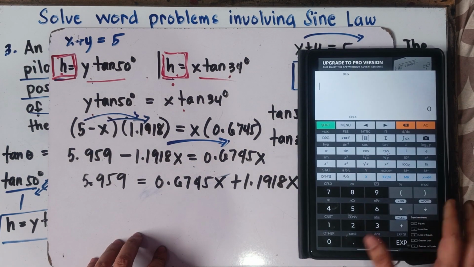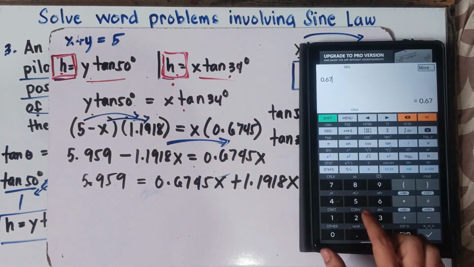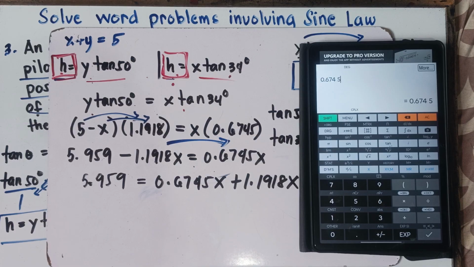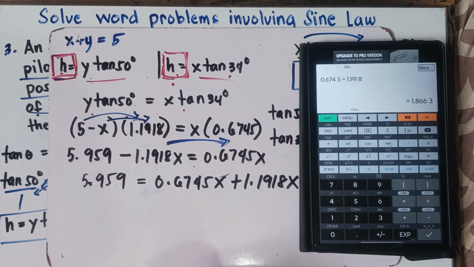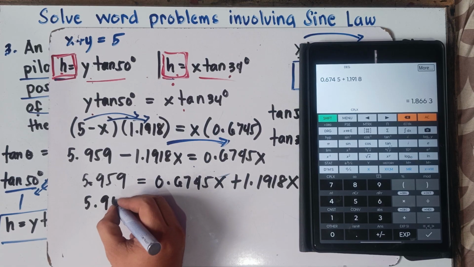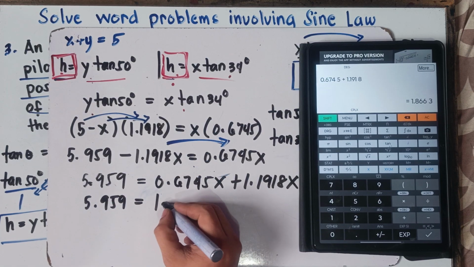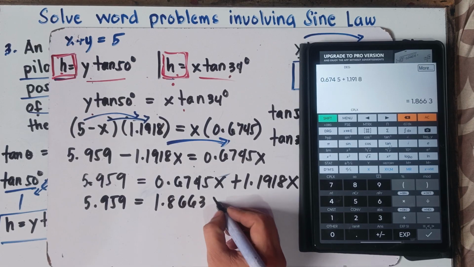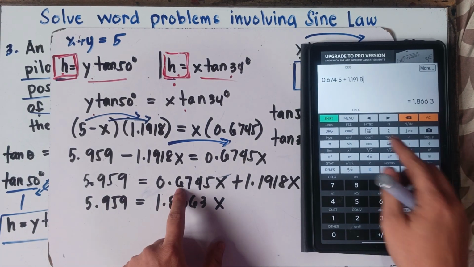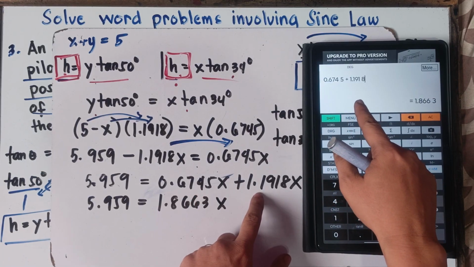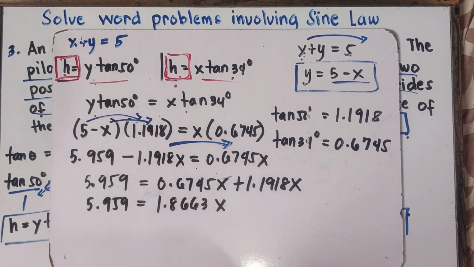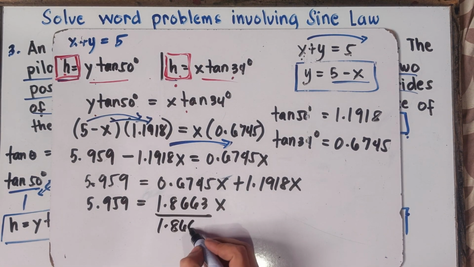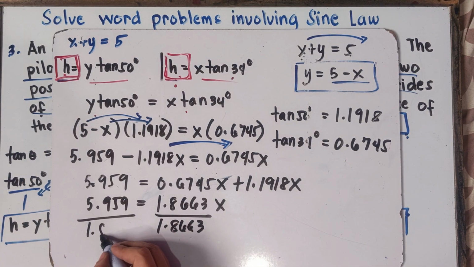Alright, and then simply add this one. So this will be 0.6745 plus 1.1918. So that will be equal to, copy this one, 5.959 is equal to 1.8663. Do not forget x. Simply copy x. So double check, 0.6745 plus 1.1918. Alright, and then to get the value of x, simply divide both sides by 1.8663.